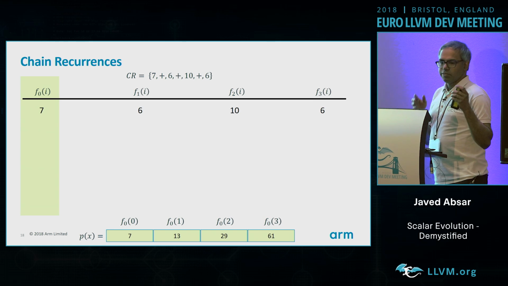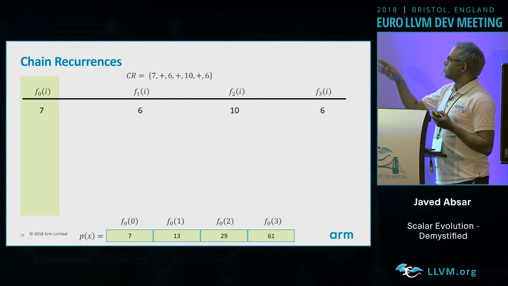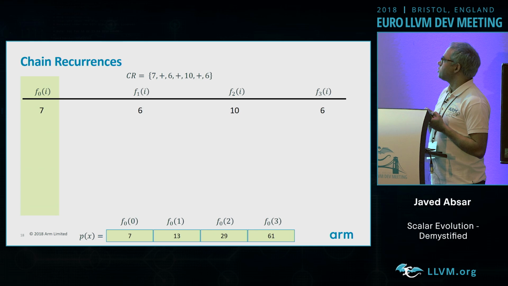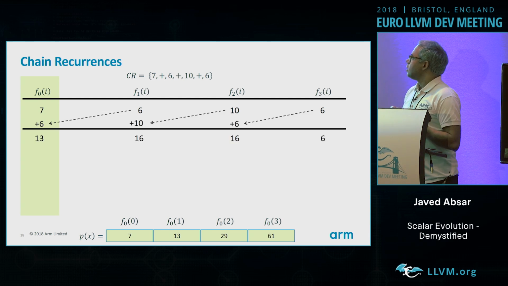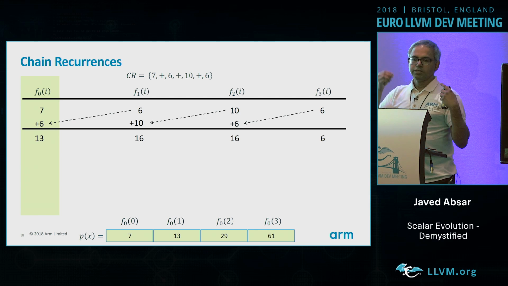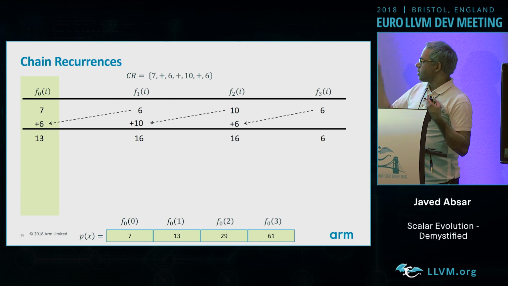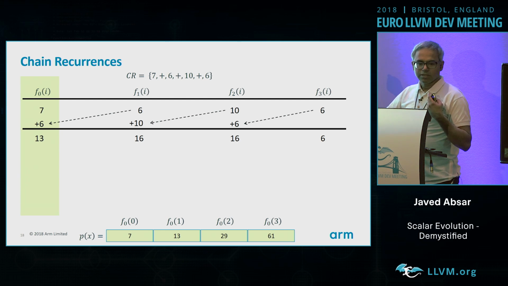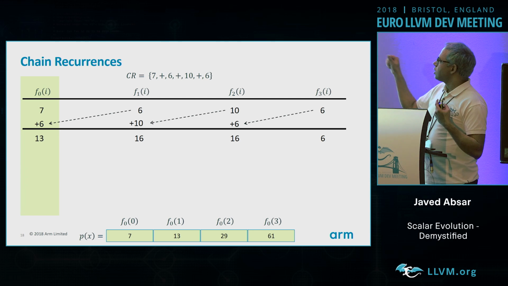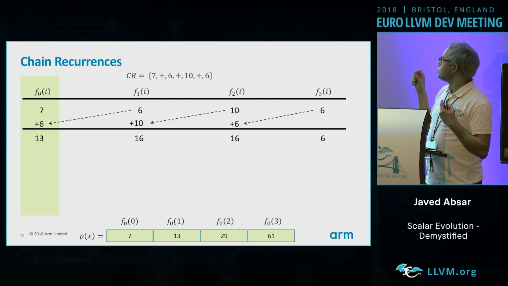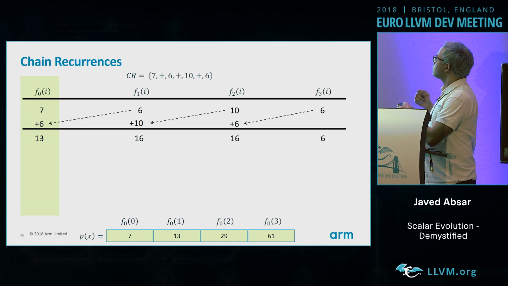F0 is the recurrence that we need to look at. That's p(x), the green bar on the left. The rest are all the chains that we have there. So 7 is the first value. It matches with the one at the bottom, F0(0). That's the value you enter the loop with. In the second iteration of the loop, 6 gets added to 7, and you have 7 plus 6, 13. Now F1 itself is a recurrence. So you add F1 plus F2, that's 6 plus 10. So 6 plus 10, and you get 16, and so on.